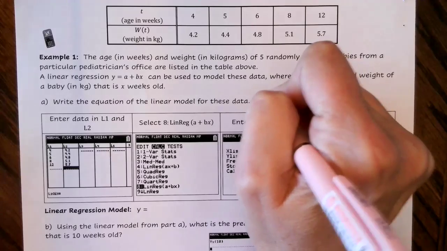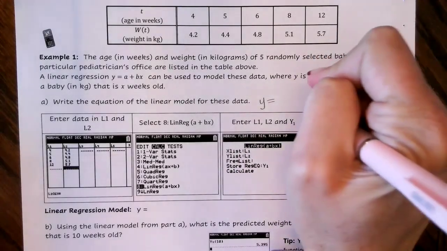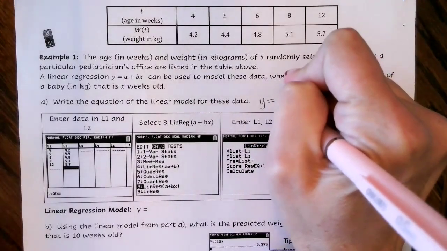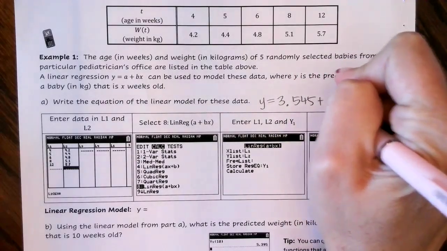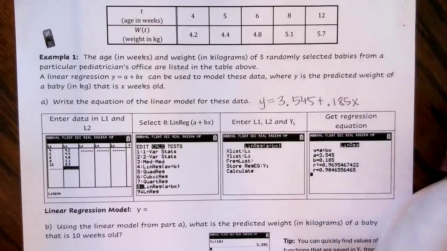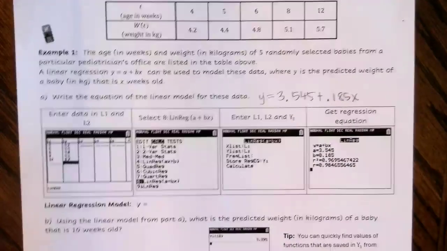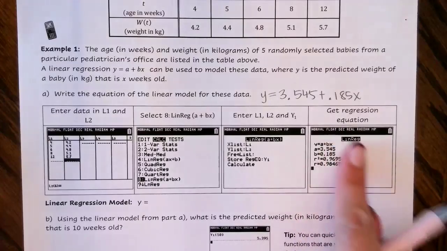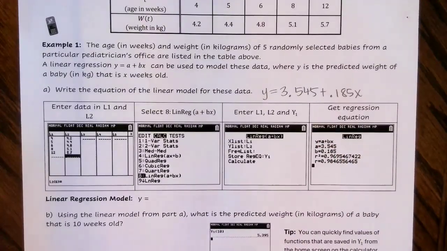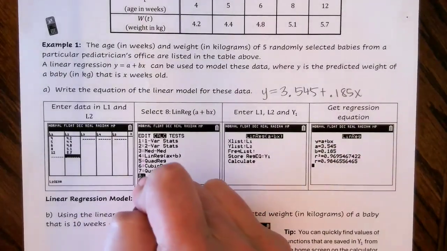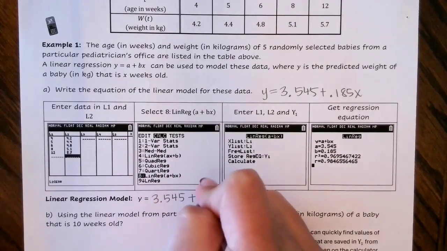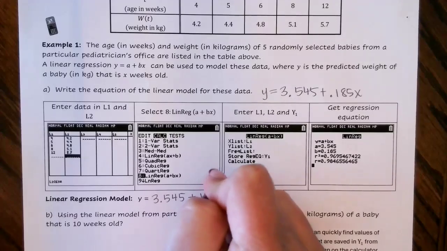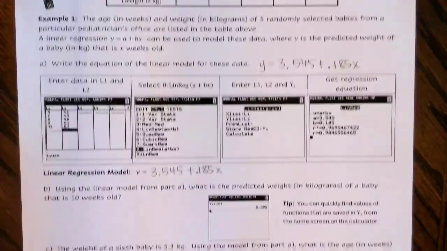So here's my equation. Y equals, the A value was 3.545 plus my slope of 0.185x. So we went ahead and did all of this. We got the same information that they just got there just so that you could see it. Oh, and there was a space to write it here, so I'll rewrite it in the correct location. So there we go.